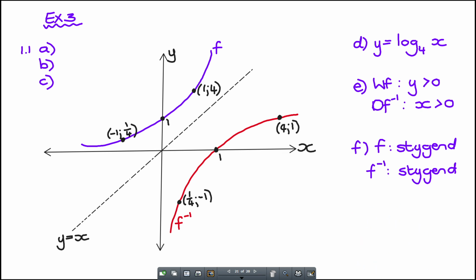Dan by f, nou sê hulle, I've got to say whether f and the inverse of that is an increasing or a decreasing function. Now yesterday we said it's an increasing function if, as the x values increase, the y values also increase. Nee. Nou kyk gou na f. As ek van hier af soontoe beweeg, sien jy my x waardes raak meer? Nee? Okay, and what happens to my y values? They are also increasing as my x values increase. So that's why f would be an increasing function.